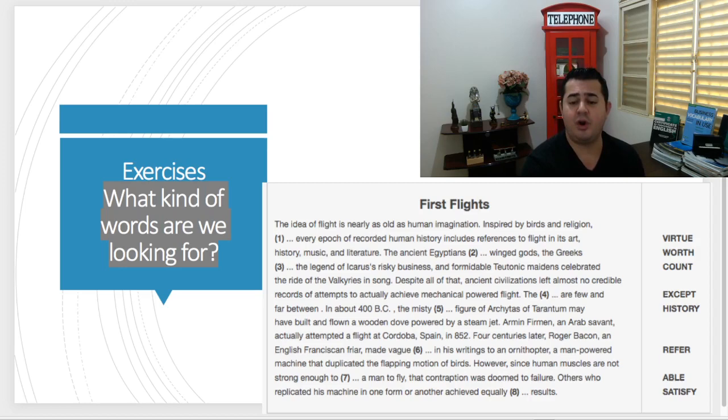So here you can see the words virtue, worth, count, accept, history, refer, able, and satisfy. Basically, what you have to do, you have to read the text and you have to convert that word into the gap in the same line. So number 1 refers to virtue. Number 2 refers to worth. Number 3 refers to count. Number 4 refers to accept. Number 5, history. Number 6, refer. Number 7, able. And number 8, satisfy. Okay? So they're not mixed up, they are in the same line. So that makes your life much easier.